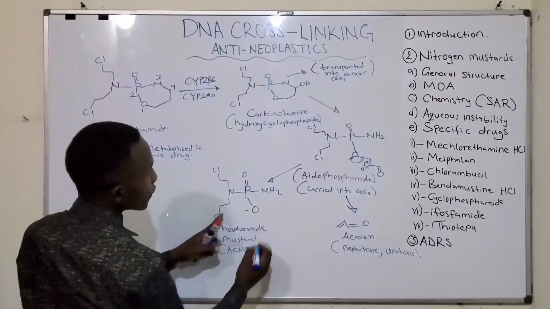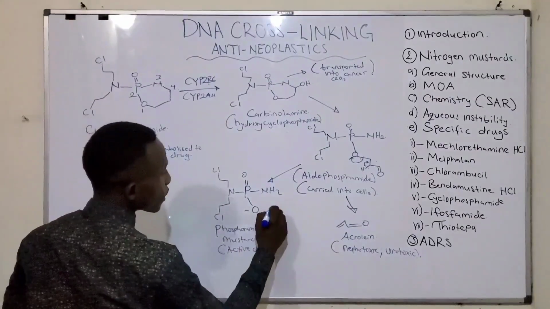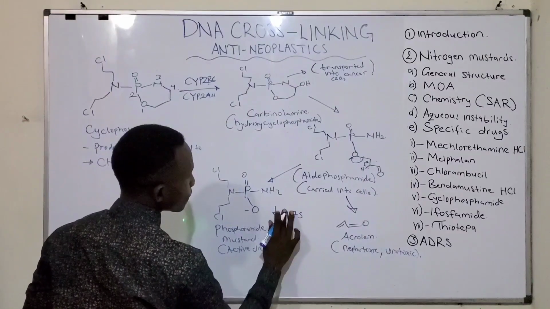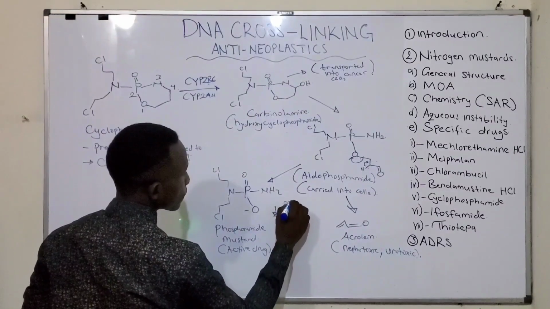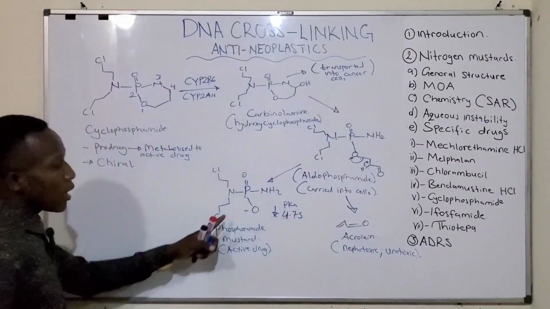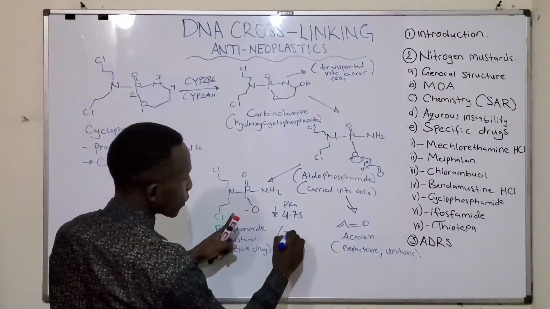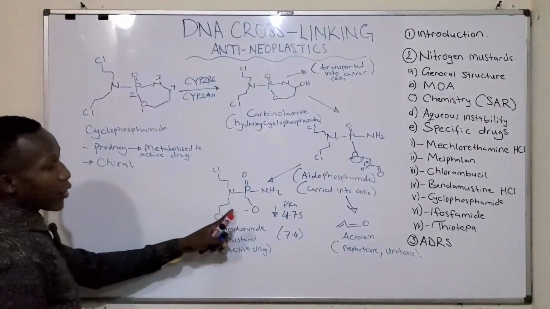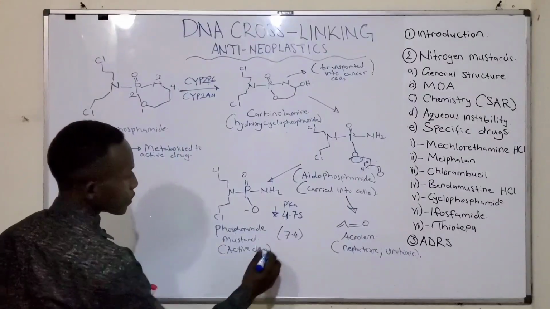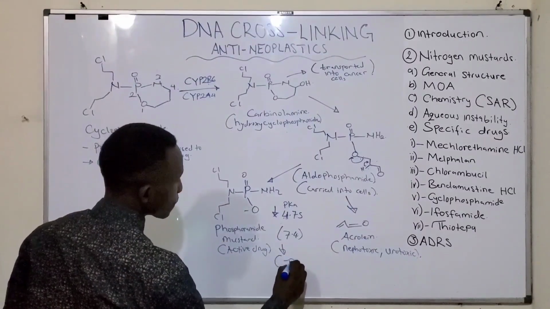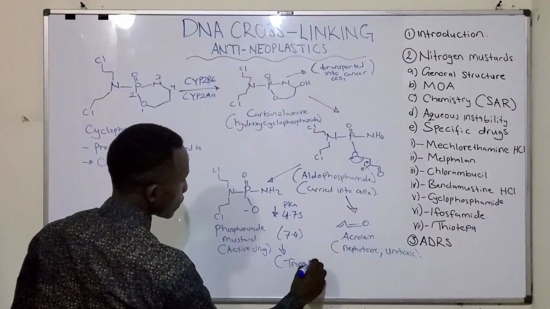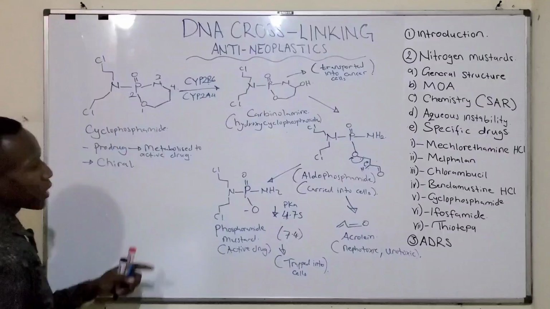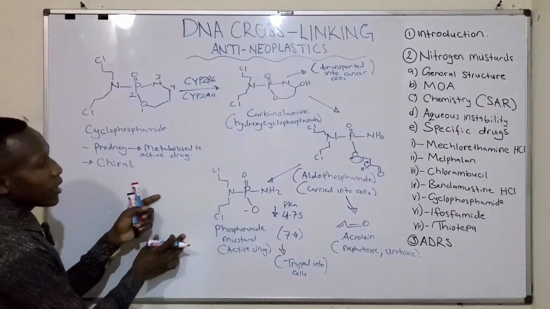Then this drug stays as an ion because of its pKa. The pKa is around 4.75. Meaning that at the physiological pH of around 7.4, this drug will stay as the ion. So it is trapped into the cell. It will be trapped in the cells. When it is trapped, it can now alkylate the DNA.